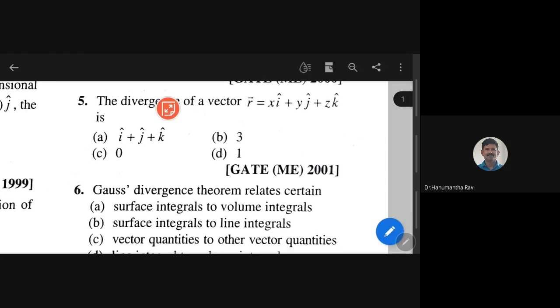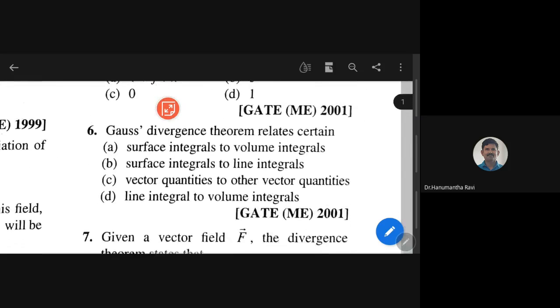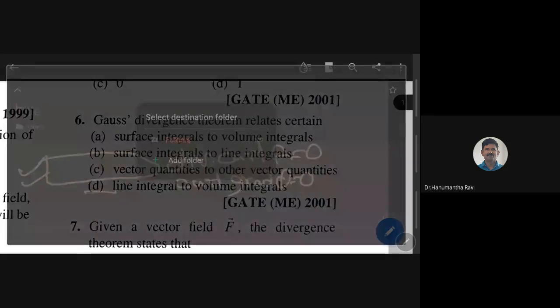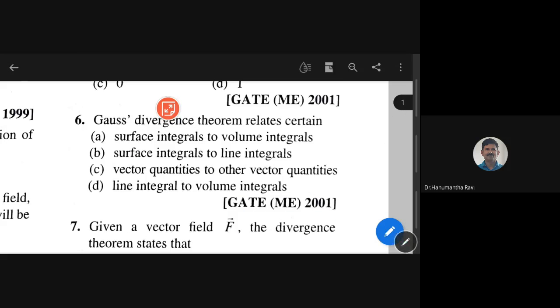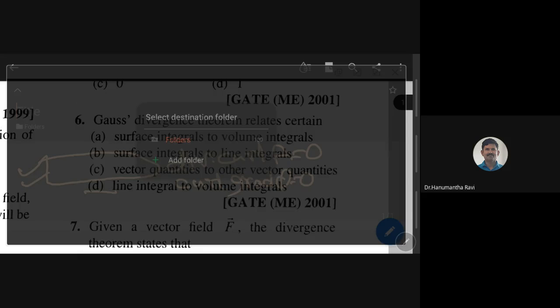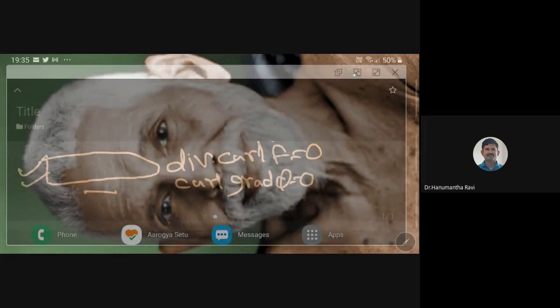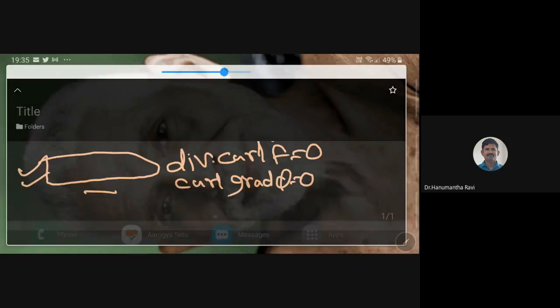The divergence of a vector field is... this I think yesterday we have done. Gauss divergence theorem relates surface integrals to volume integrals. That is wrong, surface integrals to volume integrals is the correct one. Gauss divergence theorem. Okay, I'll write fresh. Better I cancel this, this word is not working.